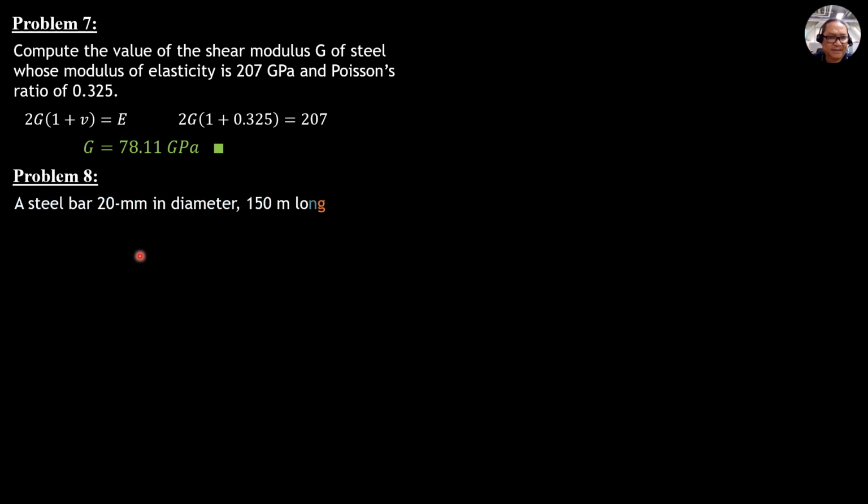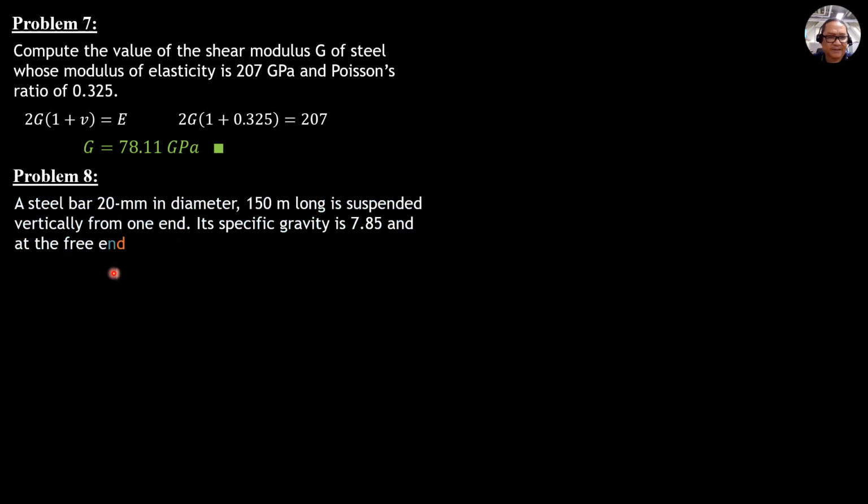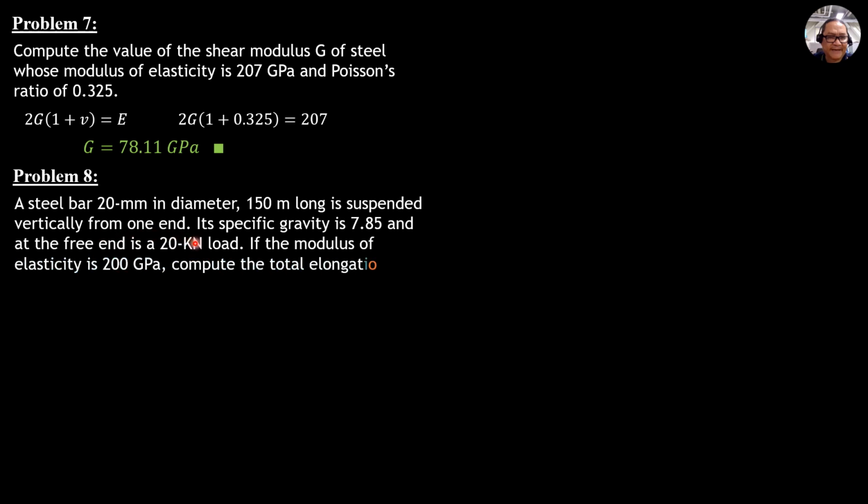Problem 8. A steel bar 20 millimeters in diameter, 150 meters long, is suspended vertically from one end. Its specific gravity is 7.85, and at the free end is a 20 kilonewton load. If the modulus of elasticity is 200 gigapascals, compute the total elongation due to the weight of the bar and the total elongation of the bar. So we separate the elongation due to the weight and combine it with the elongation due to this axial load of 20 kilonewtons. Then the total would be the sum of the two.